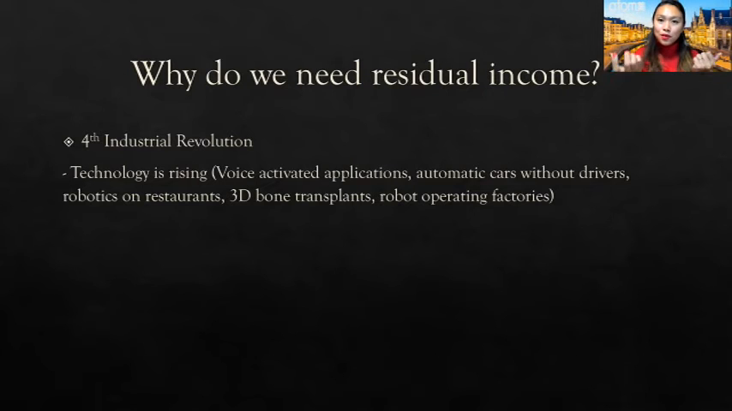Or let's say, for example, sa Atomy Korea website, minsan most of the time, walang English translation. Gamitin nyo lang yung Google Translate, itapat nyo yung camera nyo sa Atomy Korea, and everything will be translated for you. So this is already automatic. Meron na rin tayo mga automatic cars without drivers, robotics on restaurants, 3D bone transplant, and robot operating factories. So imagine, 10 years ago, sa mga factories, they are all human. Diba? Lahat ng facility or lahat ng mga nagtatrabaho sa mga factories, they are all human. Ngayon, it's all robotics.